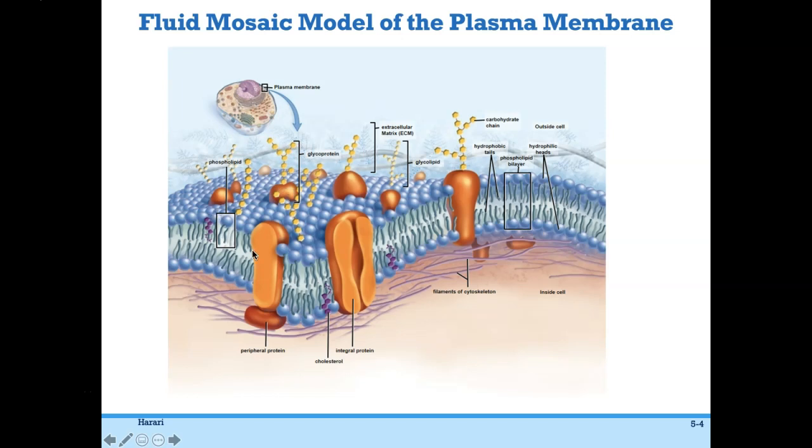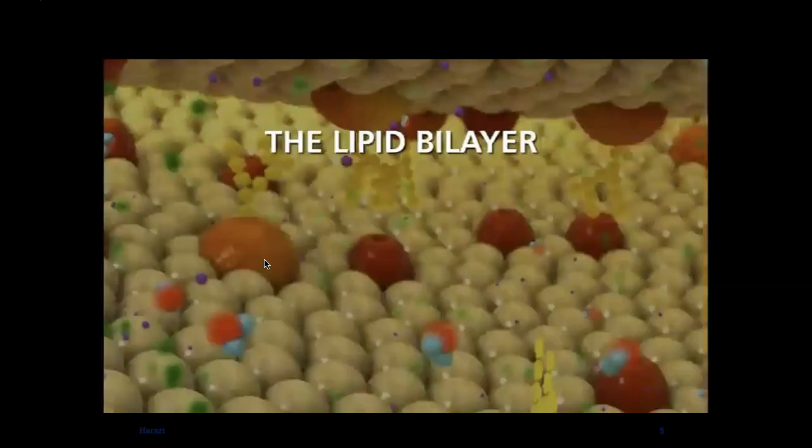So this is a nice illustration of this mosaic, right? Lots of different things going on. And remember, this is outside of every single one of your trillions and trillions of cells right now. So now let's watch a quick video that summarizes the lipid bilayer.